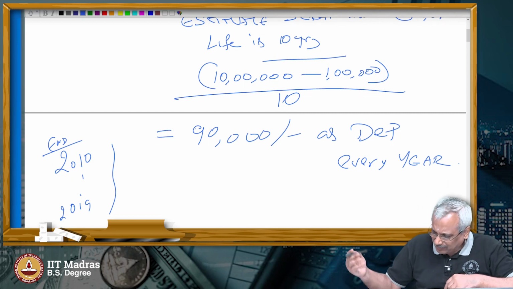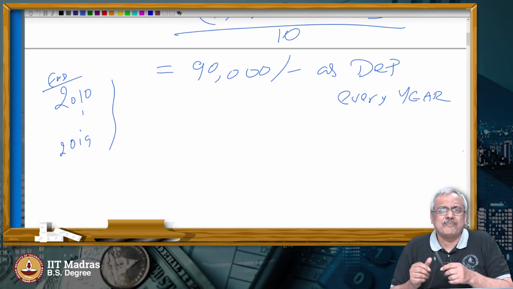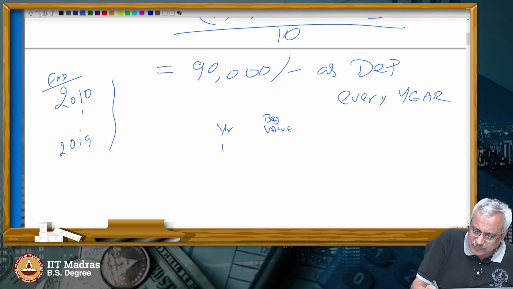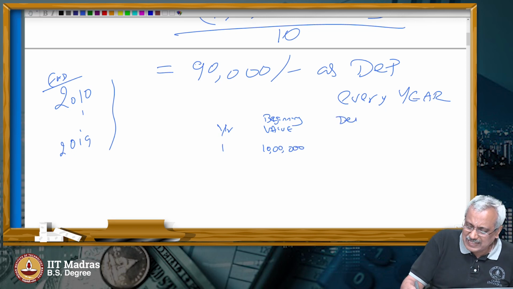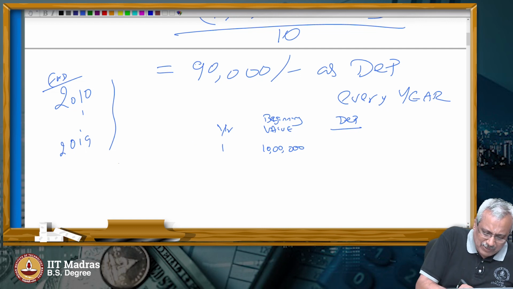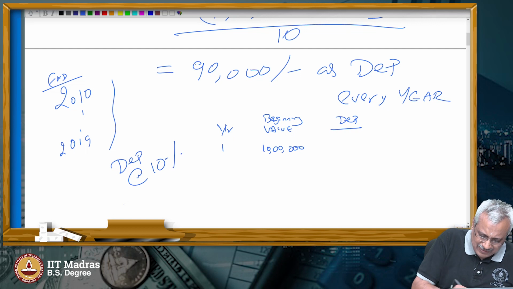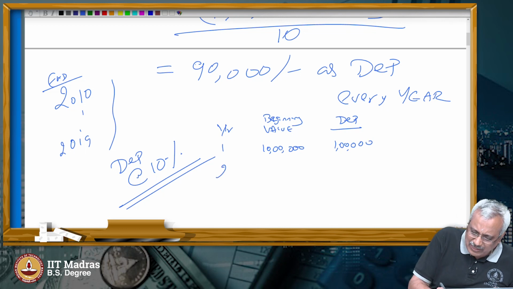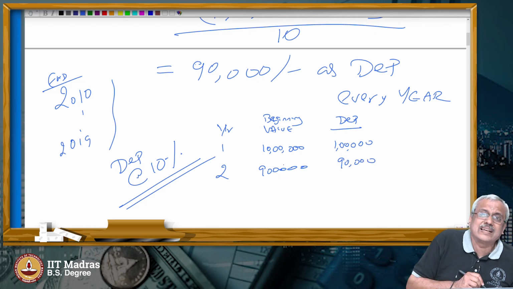Now what is the other method? The other method is very simple. I am not worried about the scrap value, etc. I say first year, year 1, my value of the machinery, that is beginning value, is 10 lakhs. My depreciation is at the rate of 10%. My depreciation is 1 lakh. Now beginning value at the second year is 9 lakhs, 10 lakh minus 1 lakh. Depreciation for the second year is 90,000. Why? 10% of 9 lakhs.